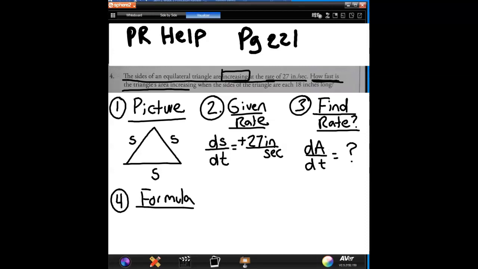So I'm looking for a formula that will tell me what's the area of this triangle based on its side lengths. And there is a formula for the area of an equilateral triangle. And if you guys ever don't know, just Google it. I think I know what it is, but I'm actually going to pause my video right now and Google it just to make sure because I don't remember the formula that well.